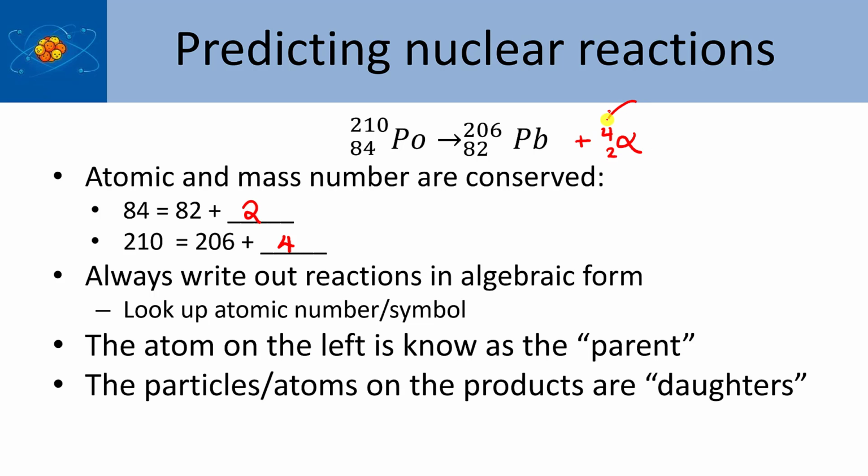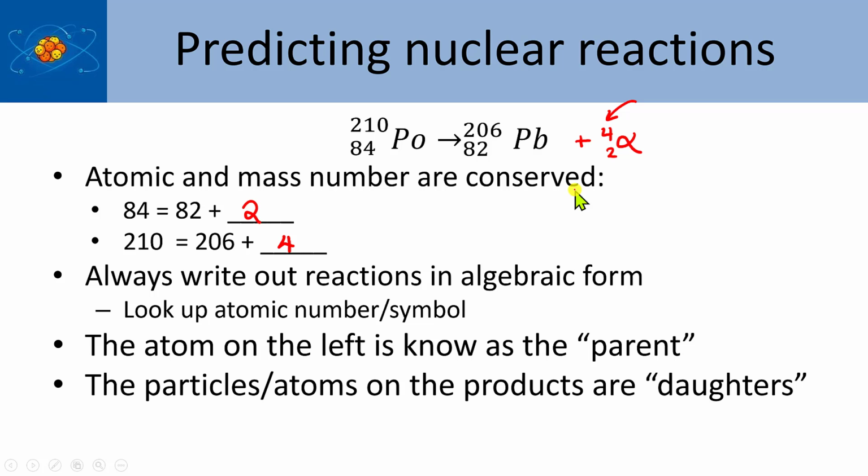The 2 and the 4 can be left off for an alpha particle, but it helps in interpreting what you're seeing. This is 4 plus 206, that's 210, and then 82 plus 2 is 84, right? So mass number and atomic number are conserved.